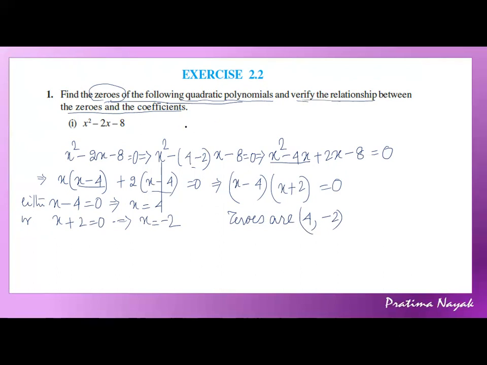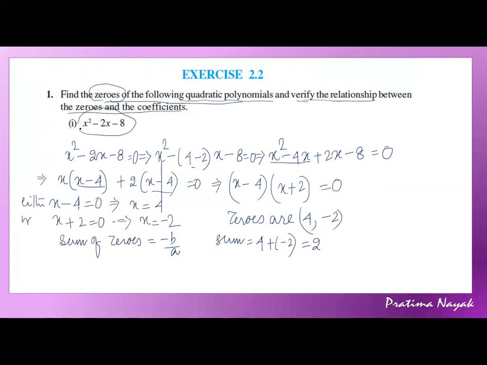Next, verify the relationship. What is the relationship? Relationship is sum of zeros. Sum of zeros is minus b by a. So zeros are 4 and minus 2. So I'll get the sum first. What is the sum? Sum is equal to 4 plus minus 2. That will be 2.